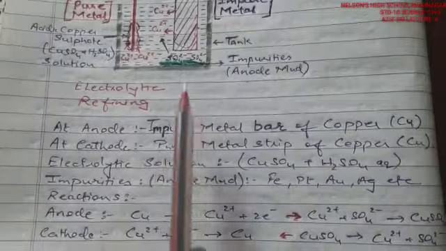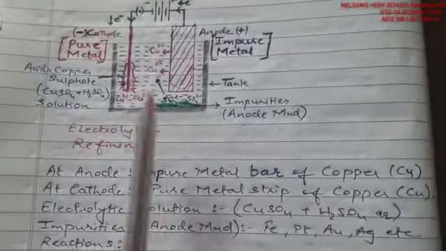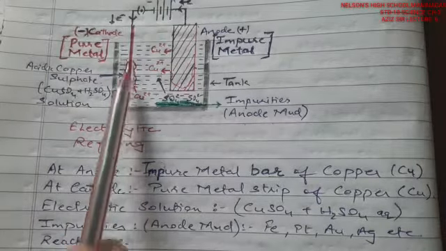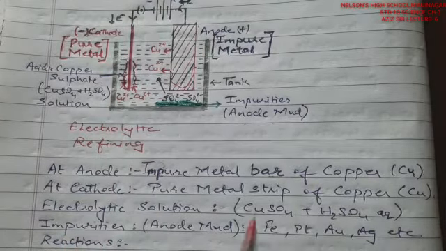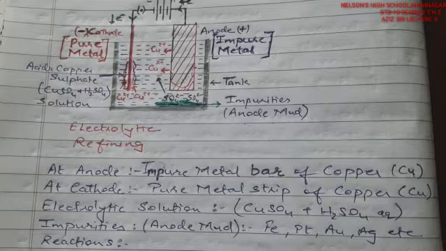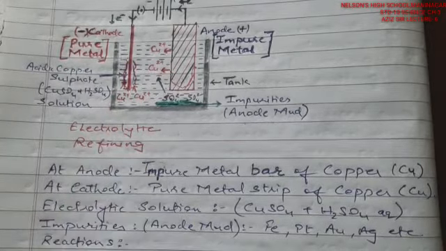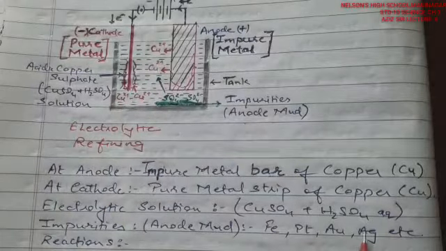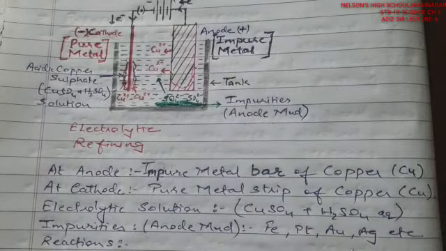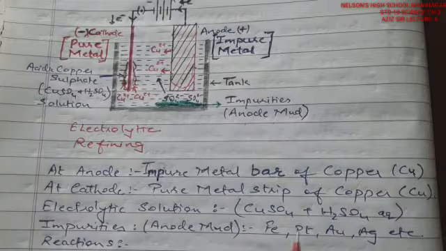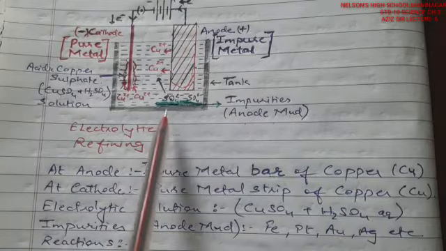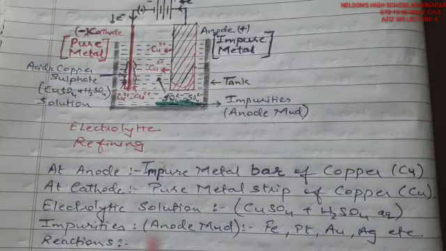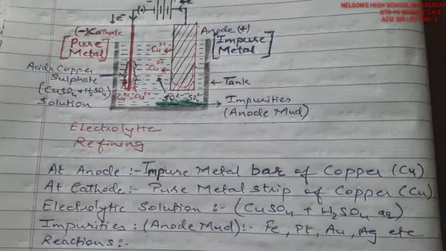So at the anode we have an impure metal bar of copper. At the cathode we have just a pure metal strip, very small, not even 5% of the entire thing. The electrolytic solution is copper sulfate with sulfuric acid in minor proportion, so it is an acidic copper sulfate. The impurity we get at the end contains iron, platinum, gold, silver and similar elements, which are refined later on.